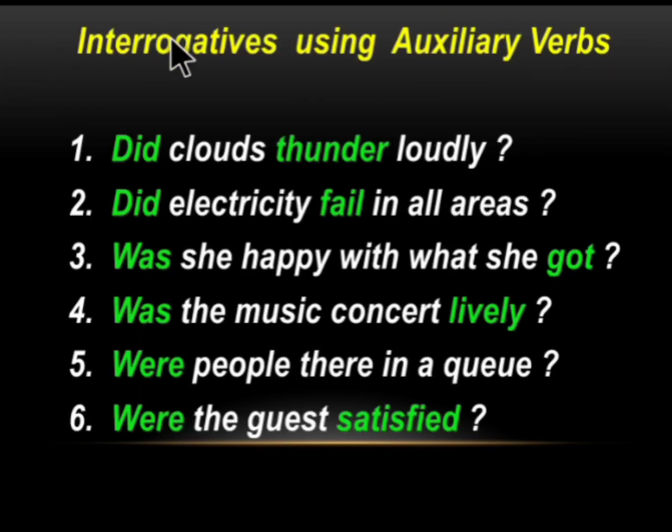Next we can frame interrogatives using the past tense. Along with the auxiliary verbs, we use the auxiliary verbs to frame interrogative sentences. Interrogative sentences are sentences which ask a question. With the auxiliary verbs, when we frame the interrogative sentences, it is a yes or no type question.